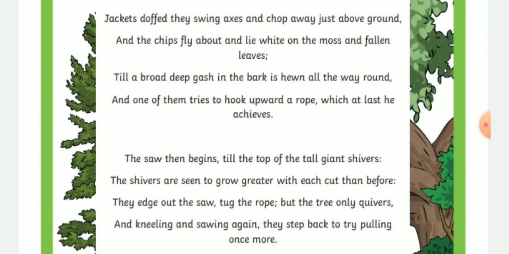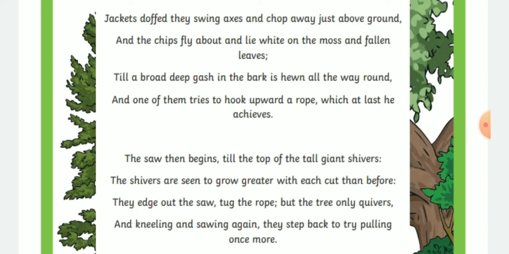Jackets doffed, they swing axes and chop away just above ground. So the meaning of doffed is given there in your textbook. Kindly pay attention. Doffed means taken off. And the chips fly about and lie white on the moss and fallen leaves. Even when they were cutting the small parts of the wood, the chips started falling downward and jumping from the tree. So this is what they did.